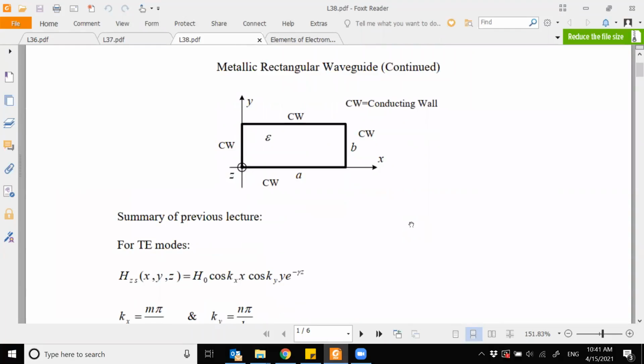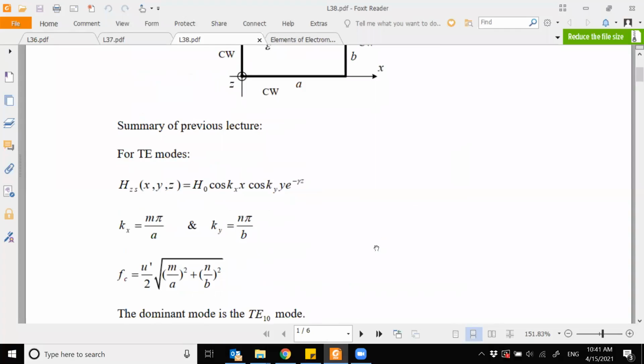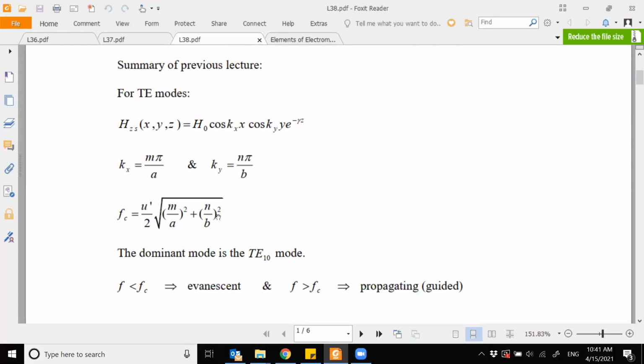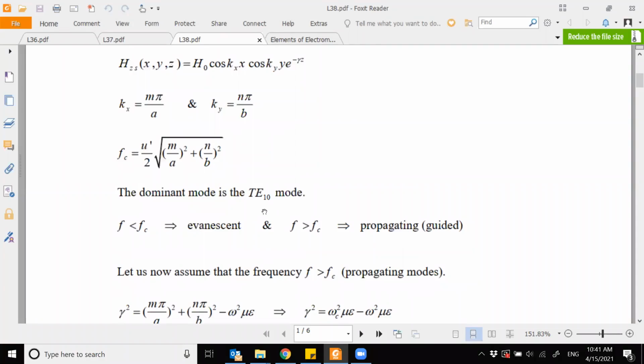So now what we are doing is the following. This is the complete summary of the last 2 classes, guys. This is my Hz field component, how it looks like. It is cosine, where Kx is m pi over a, Ky is n pi over b. This is the cutoff frequency, and we know the dominant mode is TE10.